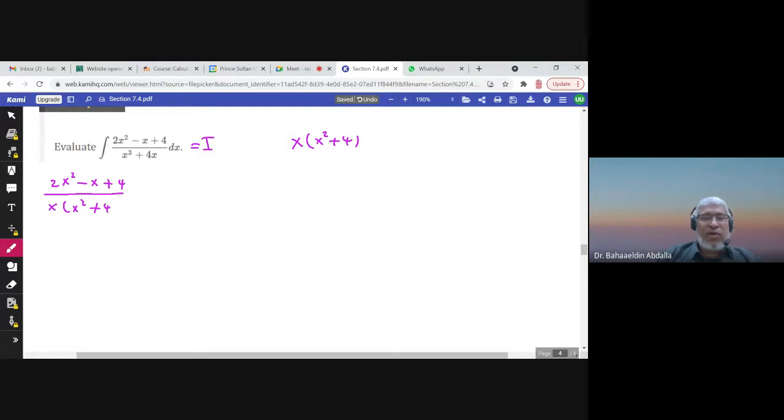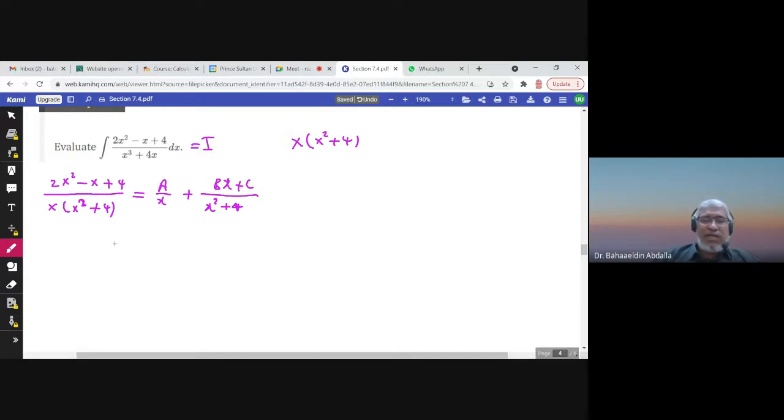And now I want to write the decomposition as partial fractions for this rational function. I have a linear factor, so I write a over x. Here, this is an irreducible quadratic factor. So I have bx plus c, a linear factor, in the numerator.